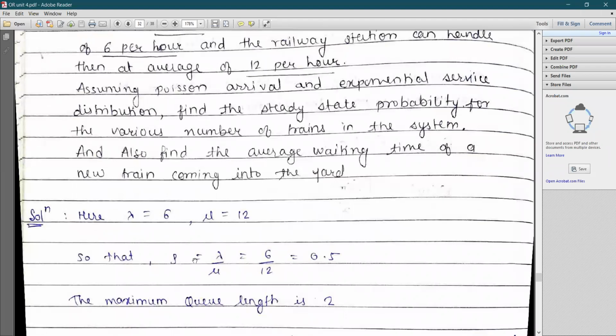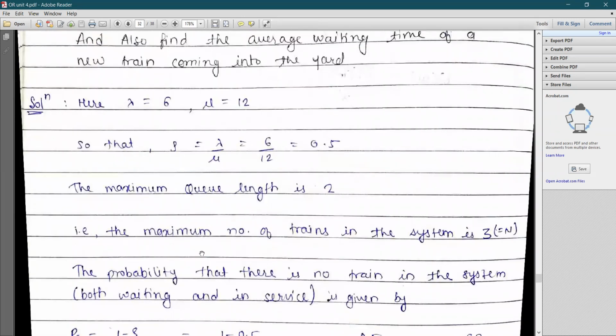Then find rho. Rho is equal to, you know the formula, lambda upon mu. Putting the values of lambda and mu, that is 6 divided by 12, which is equal to 0.5, and that is the value of rho. The maximum queue length here is two trains: one is arriving and one is waiting. Therefore, the maximum queue length is 2, and the maximum number of trains in the system is 3. Three means one is in service, one is waiting, and one is coming to the platform. Therefore, the maximum number of trains in the system is 3.